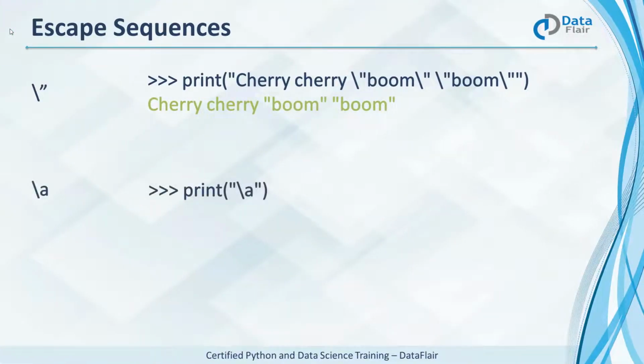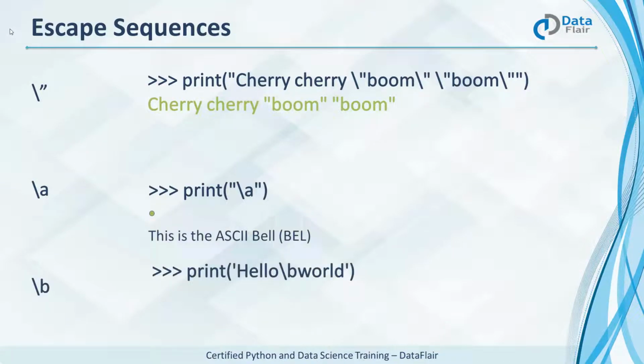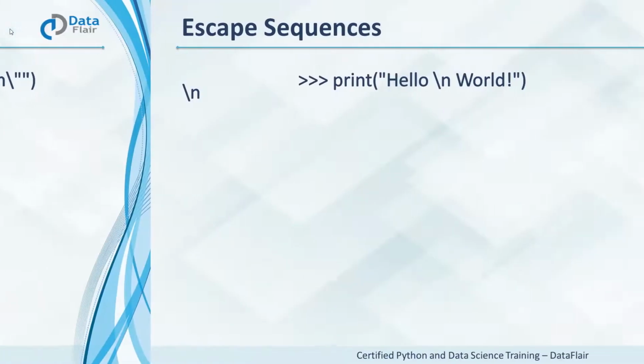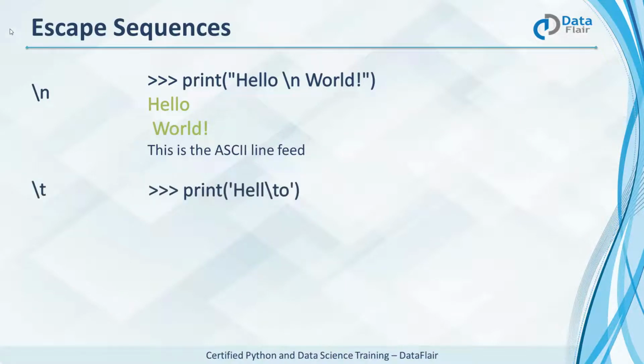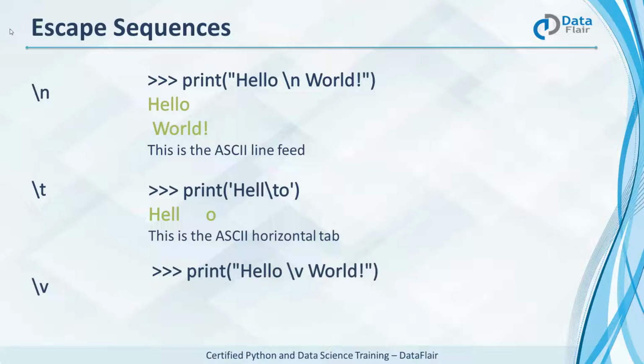This one is the ASCII bell. It emits an audible signal. \b is for backspace. This prints the ASCII backspace. \n is for new line. This is the ASCII line feed. \t is the ASCII horizontal tab. \v is the vertical tab. It prints this character between hello and world.